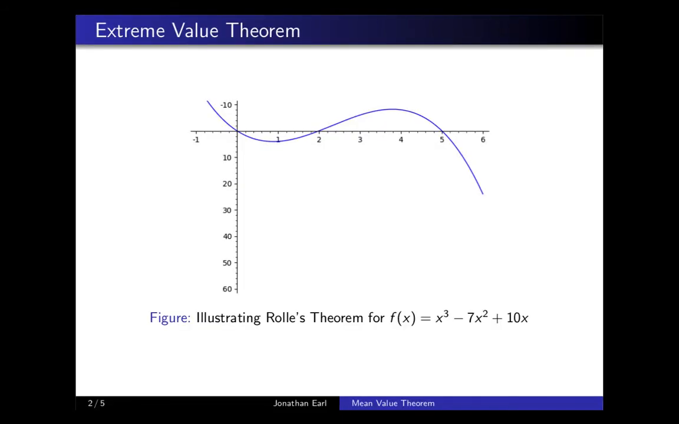Okay, and our function looks kind of like this, and what we'd see is that in between 0 and 2, there's this point, just to the left of 1, where the derivative is 0. And then in between 2 and 5, there's this point that looks like it's a little bit to the left of 4, where the tangent line would be flat, so the derivative would also be 0.